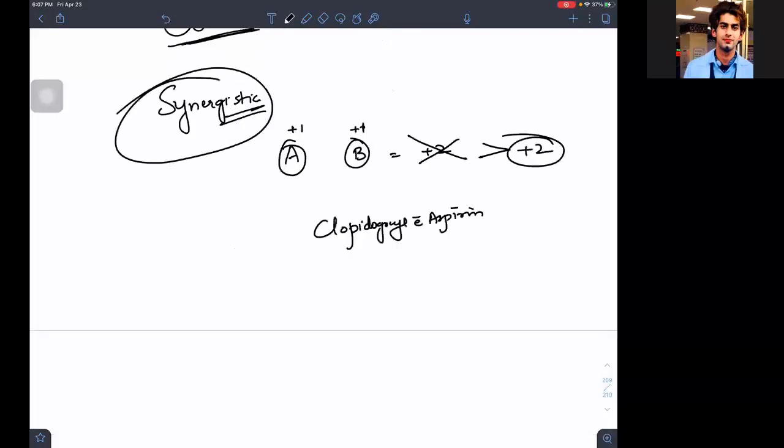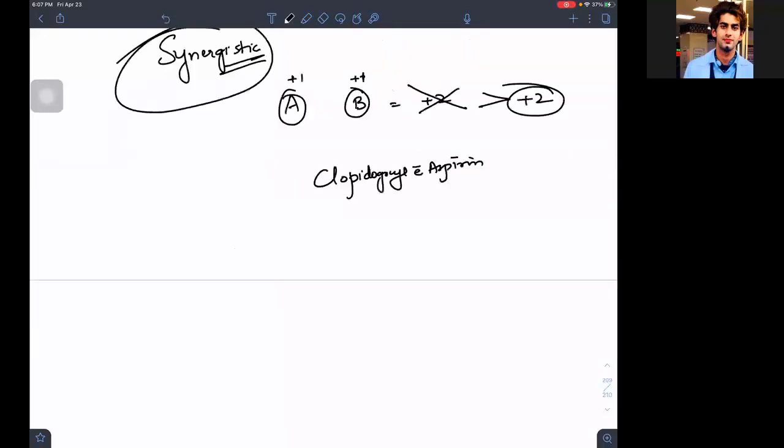Okay, clopidogrel with aspirin is a synergistic effect. Permissive effect is cortisol with catecholamines. Additive effect is aspirin and acetaminophen. The second concept after that is potentiation.